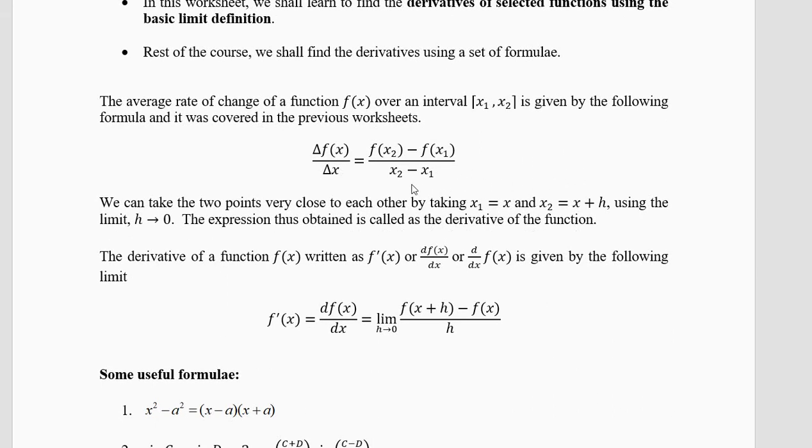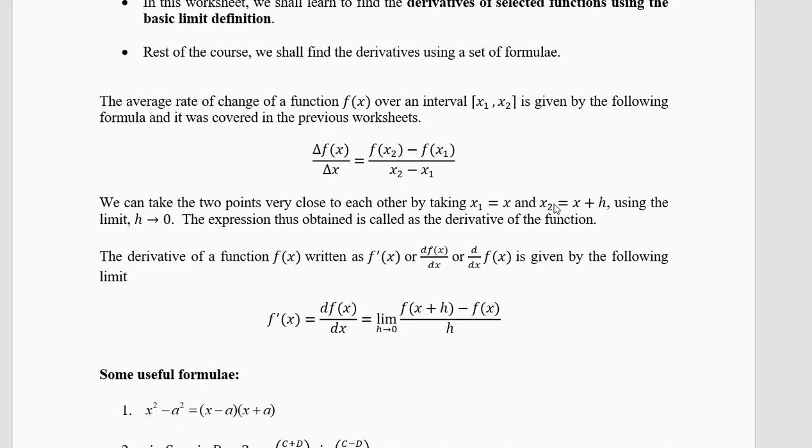Now in this definition, in the last worksheet, A and B were far apart, 2 and 3, 2 and 4. Now today we'll take x1 and x2 very close to each other. So what we'll do is we'll call x1 by x and x2 by x plus h. And then we'll take the limit h going to 0. So when h is close to 0, x2 is almost like x and x1 is equal to x by definition, by choice.